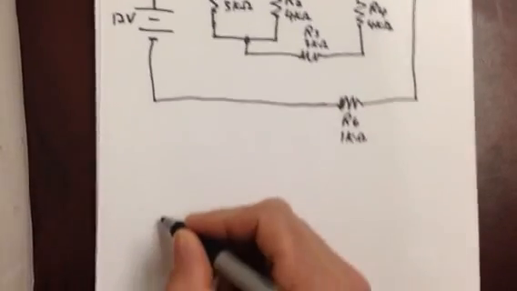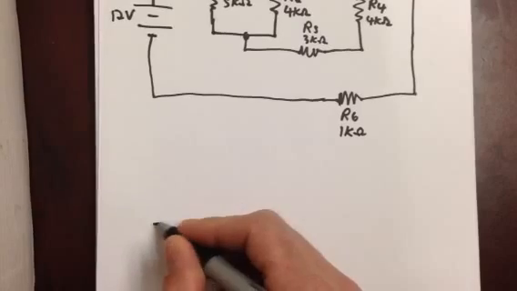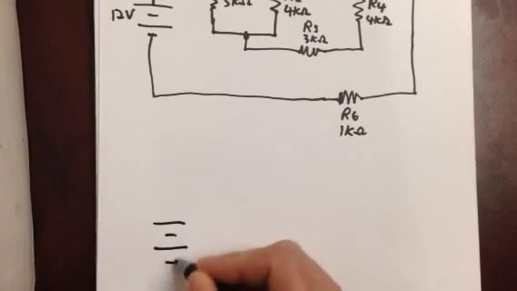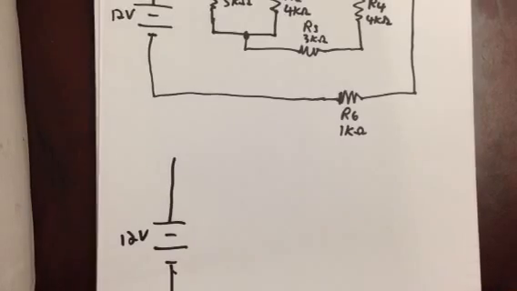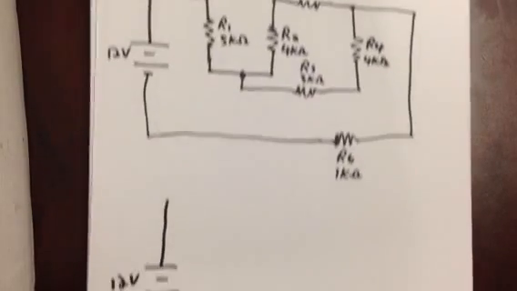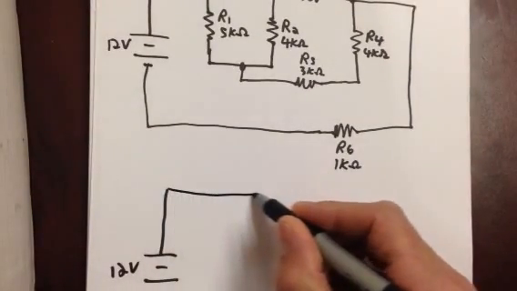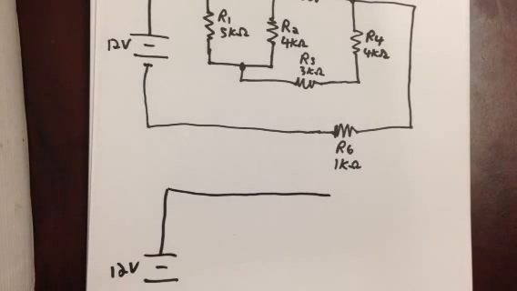So I'm going to draw the voltage on the left, the power supply I should say. So here's our battery. We've got a 12 volt battery and it's going top to bottom just as it was in the original circuit. Everywhere along this line is 12 volts. Everywhere along this line is 0 volts.